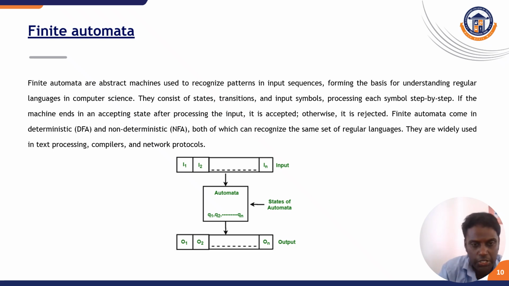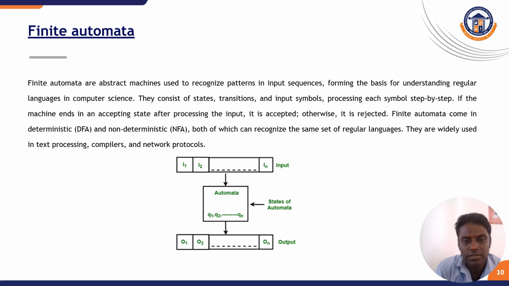And here comes the finite automata. Finite automata are abstract machines used to recognize patterns in input sequences, forming the basic understanding of regular languages in computer science. They consist of states, transitions and input symbols, processing each symbol step by step.